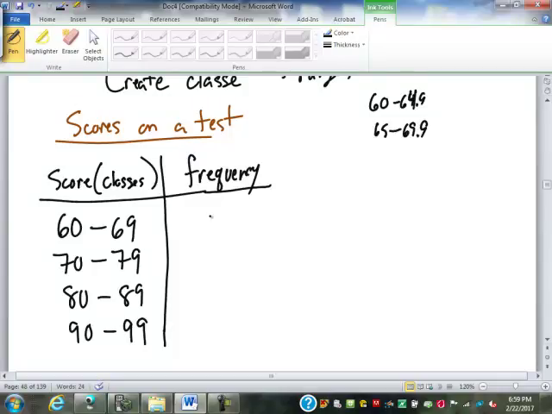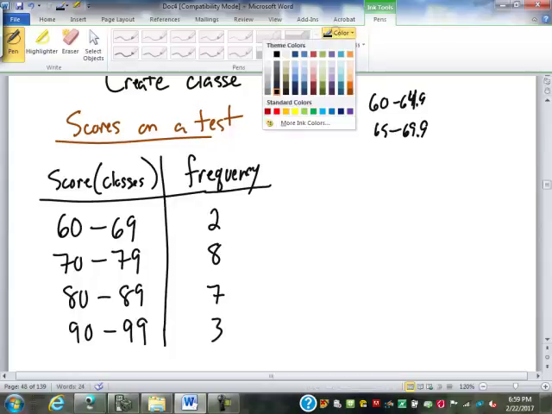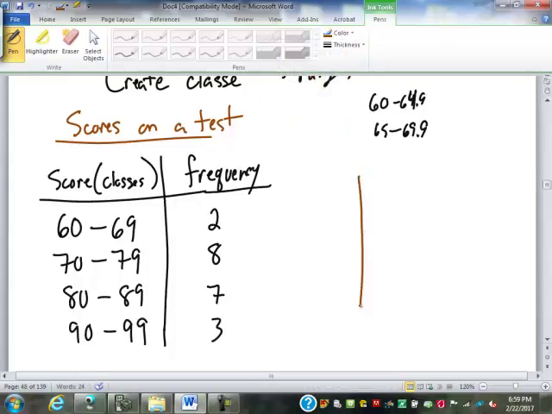Let's just say our frequency here, we had 2 people in the 60 to 69. We had 8 people in the 70 to 79. We had 7 in the 80 to 89 and 3 in the 90 to 99 range. There is our frequency table. And we could make a histogram the same way.